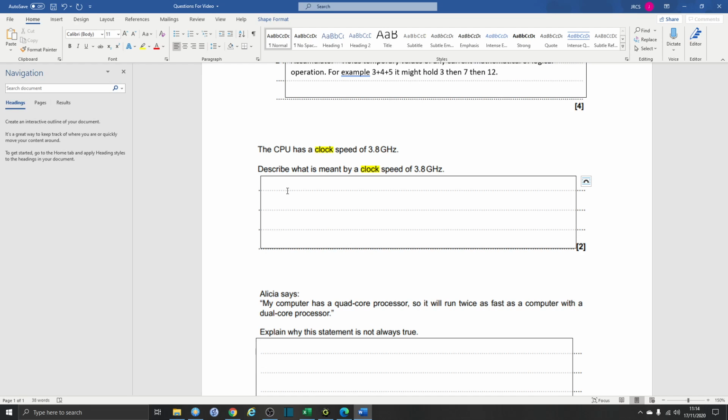So the CPU has a clock speed of 3.8 gigahertz. Describe what is meant by a clock speed of 3.8 gigahertz. Once again, it is 2 marks. So here is the important bit. You've got clock speed and 3.8 gigahertz. This was a real question in my first year at J277, and a lot of kids got 1 mark because they explained what clock speed was. Brilliant. But it says what is meant by a clock speed of 3.8 gigahertz. So clock speed is how many instructions are executed per second by the processor.